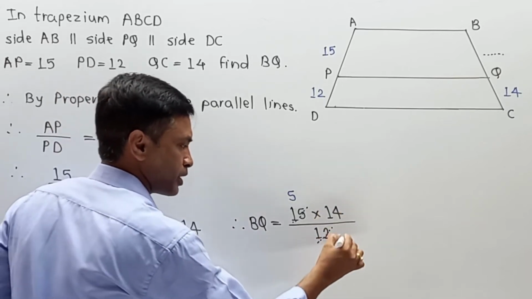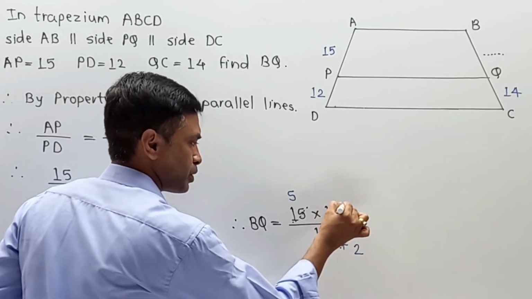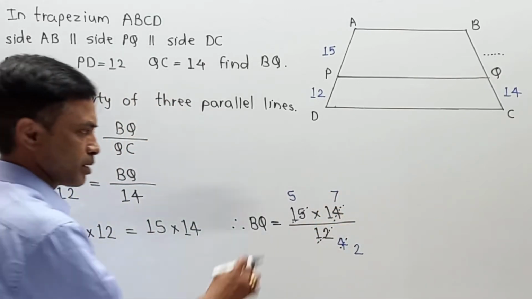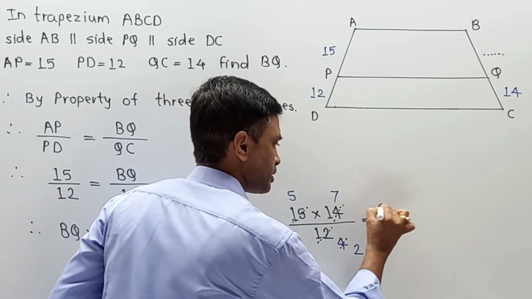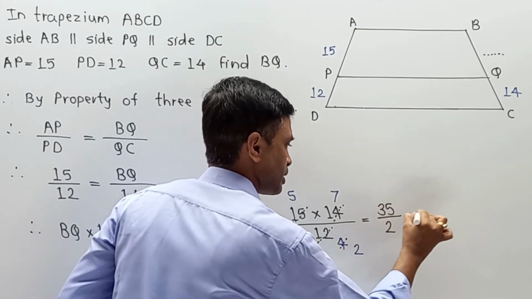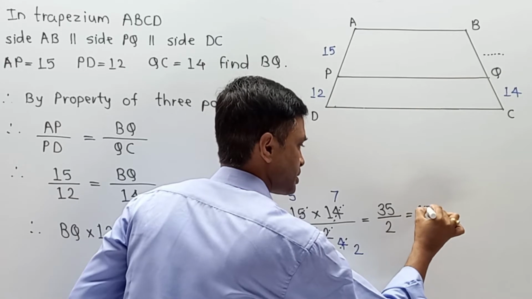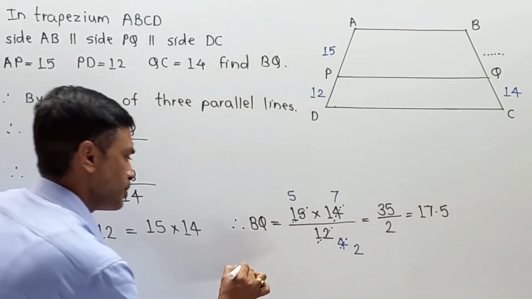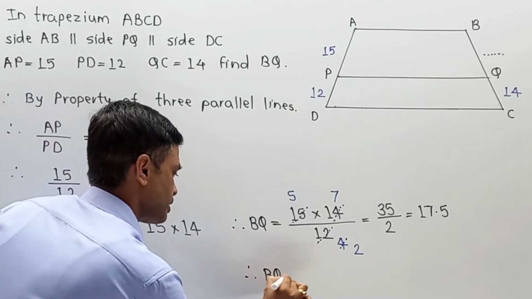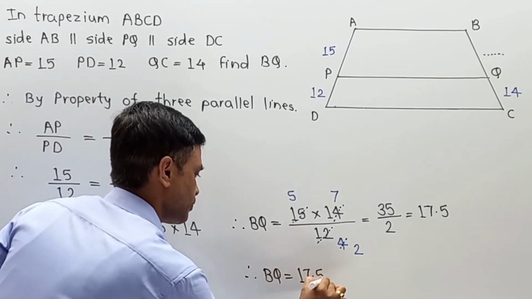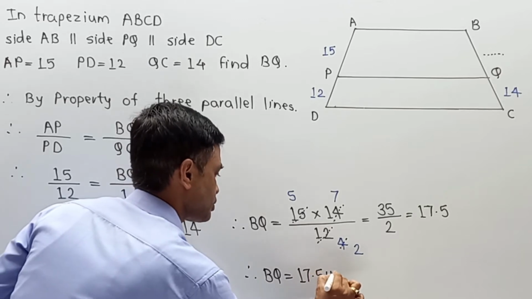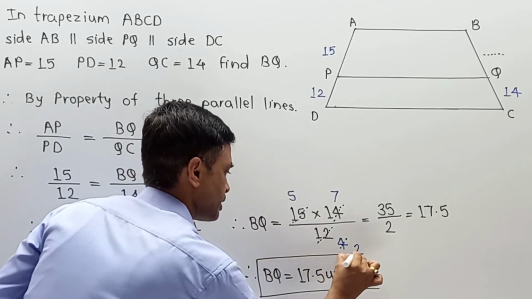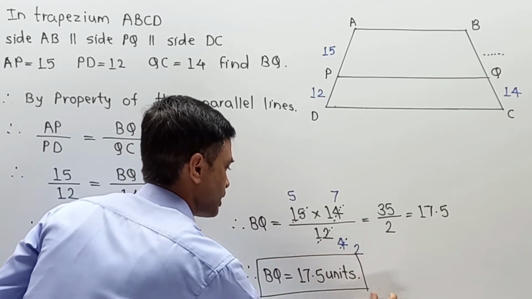Next again 4 and 14. 2 2s are 4, 2 7s are 14. So this value becomes 7 into 5, which means 35 divided by 2, and then it becomes 17.5. So naturally your value of BQ becomes 17.5, and they haven't provided any unit, so I am writing the units, and in this way you can make the calculation for this numerical.